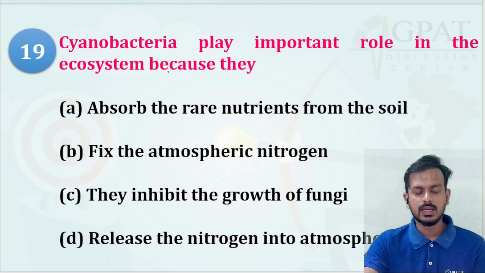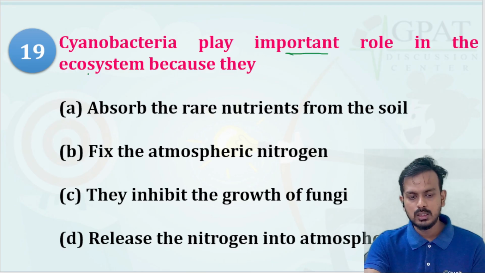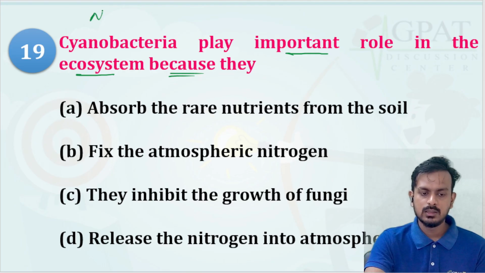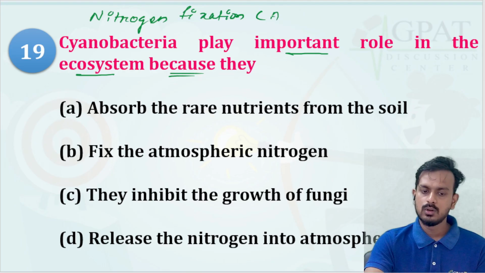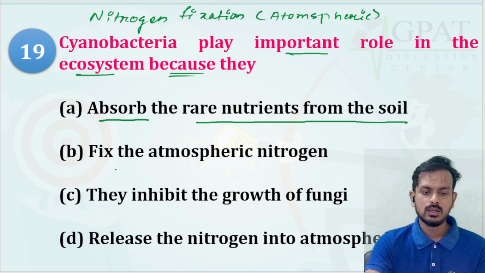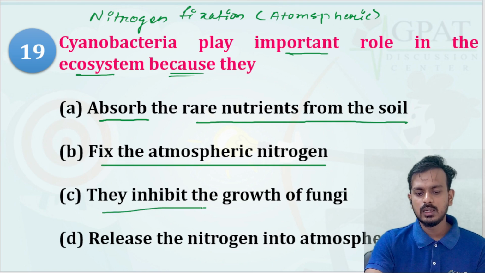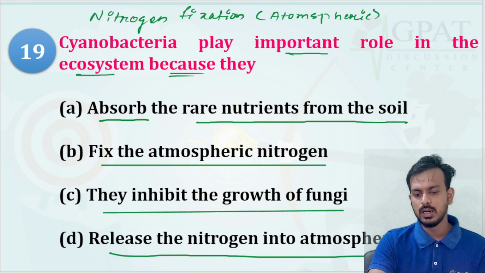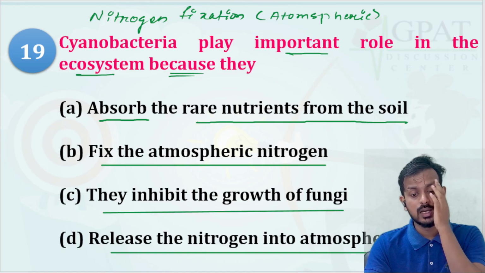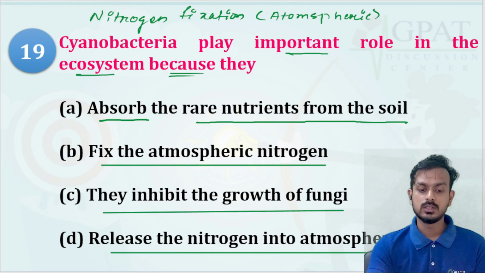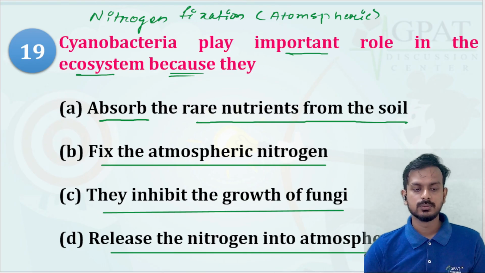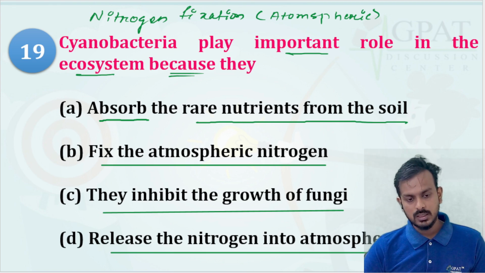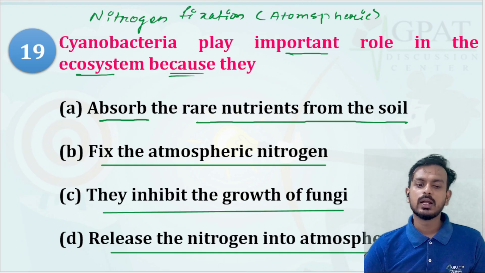Moving to the next question. Cyanobacteria play an important role in the ecosystem because cyanobacteria help in nitrogen fixation. Which nitrogen? Atmospheric nitrogen. The options: it absorbs the rare nutrients from the soil, fixes the atmospheric nitrogen, they inhibit the growth of fungi, or they release the nitrogen into the atmosphere. So which one will be the correct answer? Answer this question.